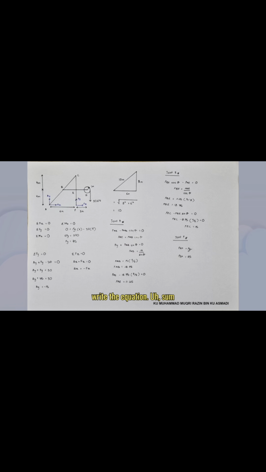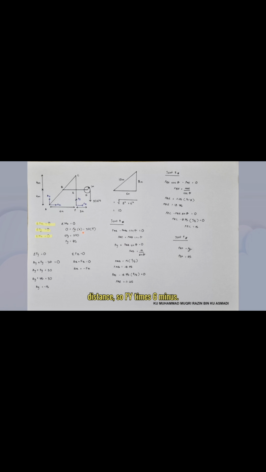So we're going to write the equations: sum of Fx is equal to 0, sum of Fy is equal to 0, and sum of moment is equal to 0. The first thing we're going to find is the sum of moment at A, which is 0. To determine it, we find the forces perpendicular to A. The forces perpendicular to point A are Fy and 30 kilonewton, and we have to multiply them by the perpendicular distance.